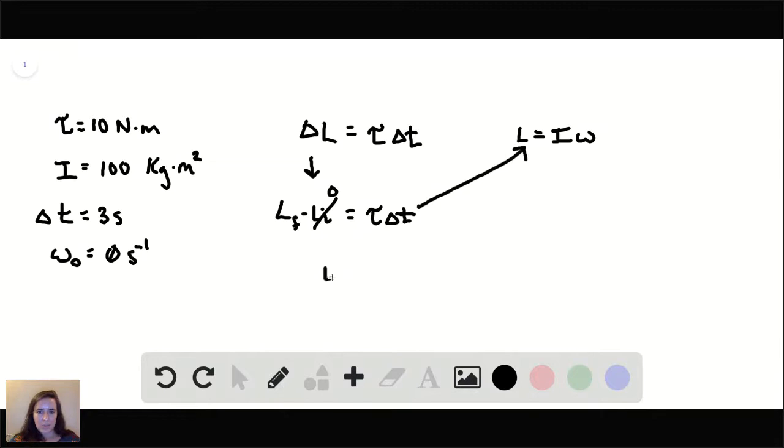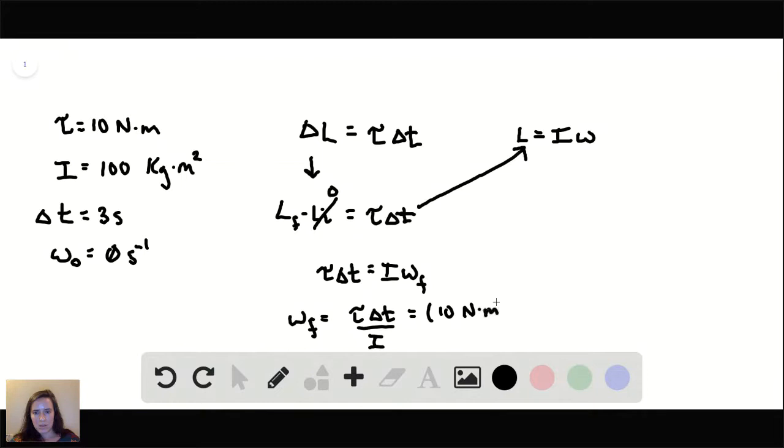So my angular momentum, torque delta T, is equal to I omega final. So omega final is torque delta T divided by my moment of inertia. So that's 10 newtons times meters. Delta T was 3 seconds, and my moment of inertia was 100 kilograms times meters squared.